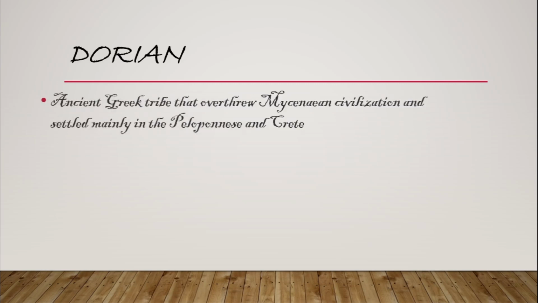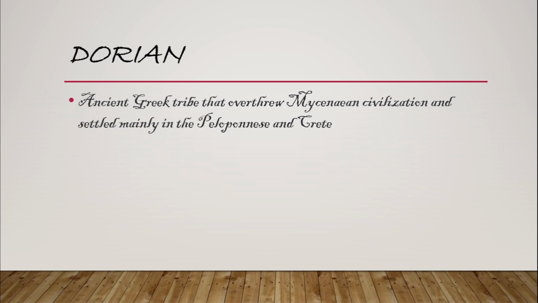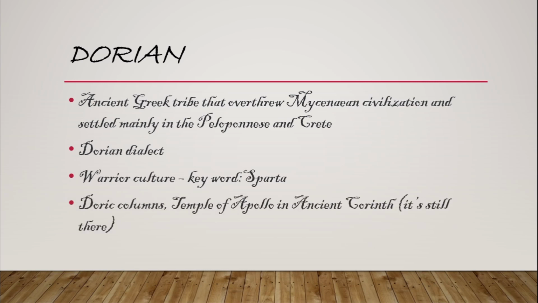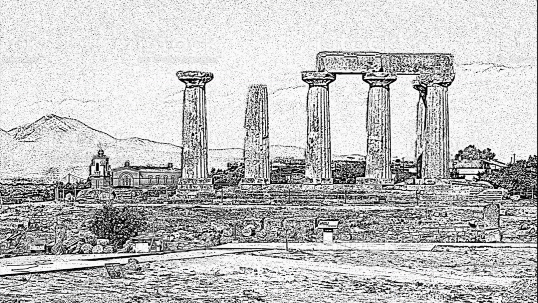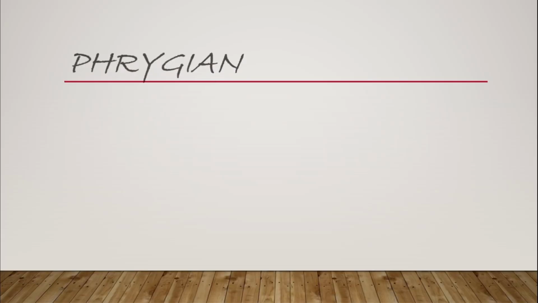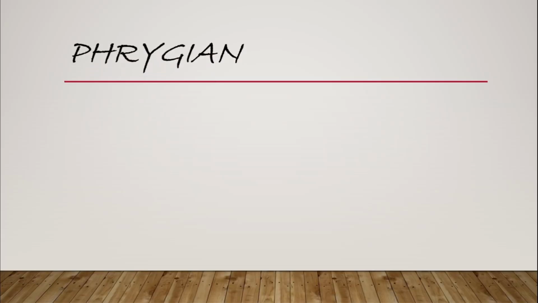Well, let's start with the Dorians. That was an ancient Greek tribe, mostly famous for overthrowing Messenian civilization, and they settled mainly in the Peloponnese and Crete. So, they cultivated the Dorian dialects, and that was quite a warrior culture. Well, let's think of Sparta. Right, and of course their columns, Temple of Apollo in ancient Corinth. So it is still there. If you have a chance, just have a look. It's still beautiful.